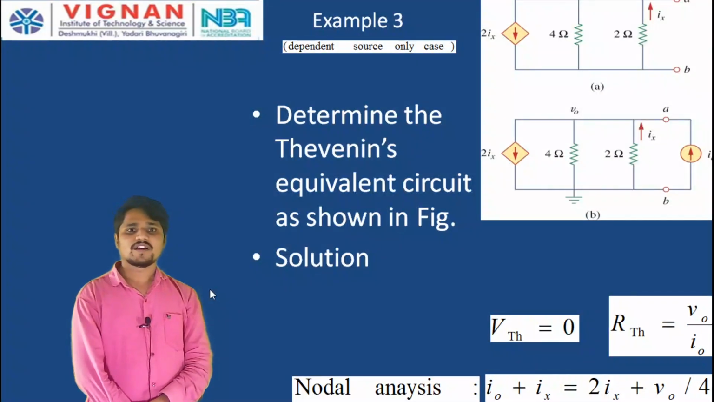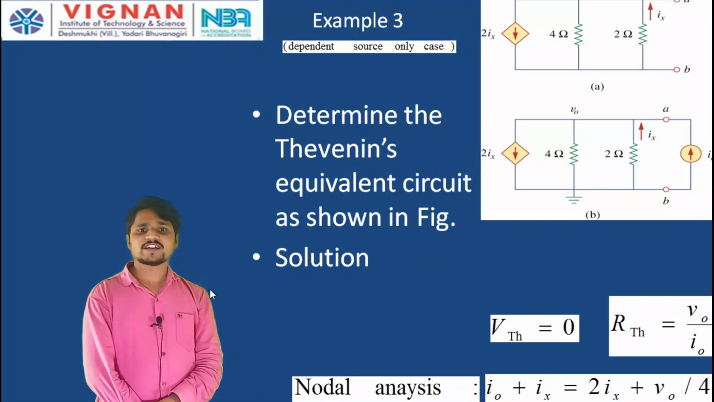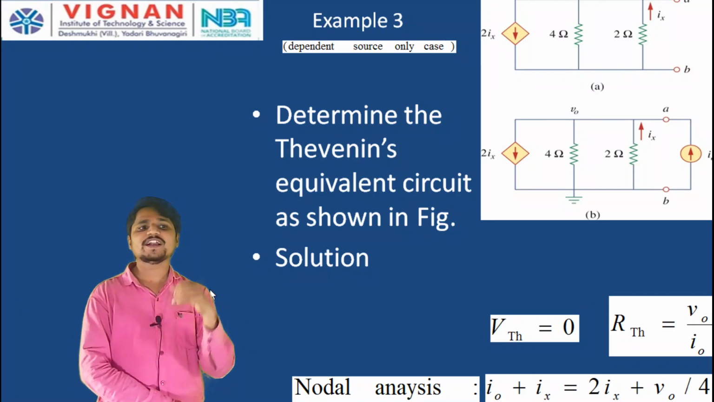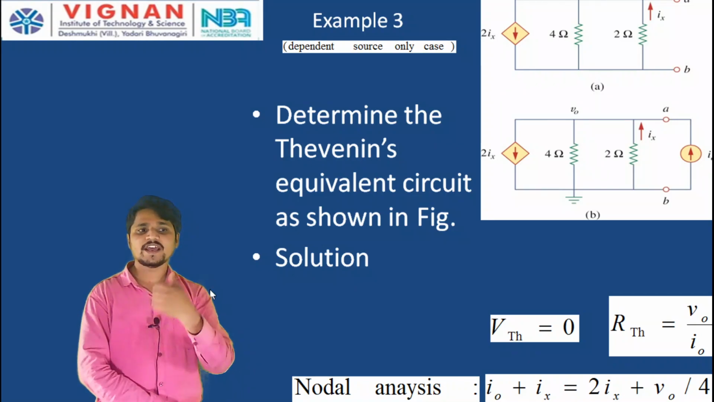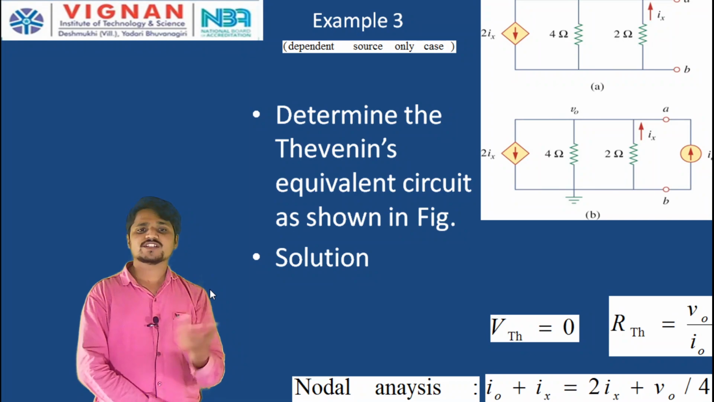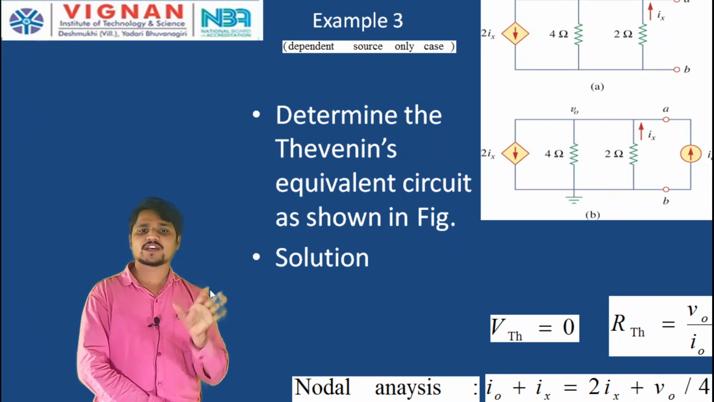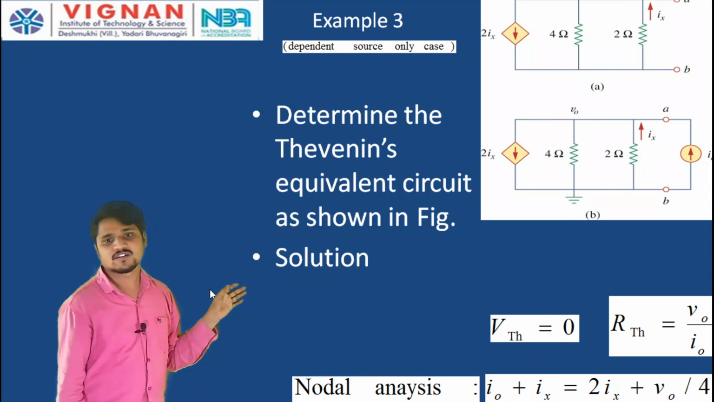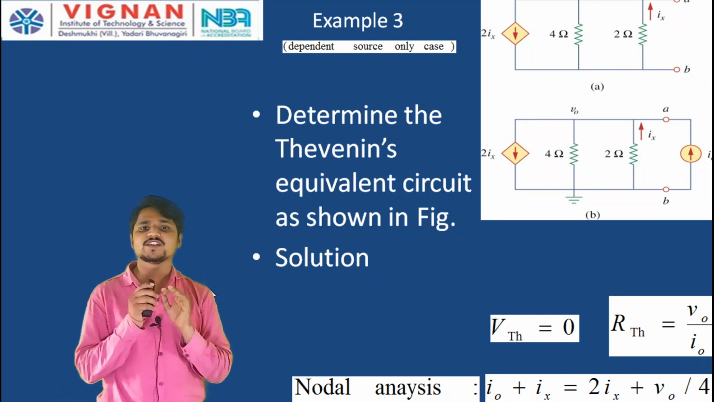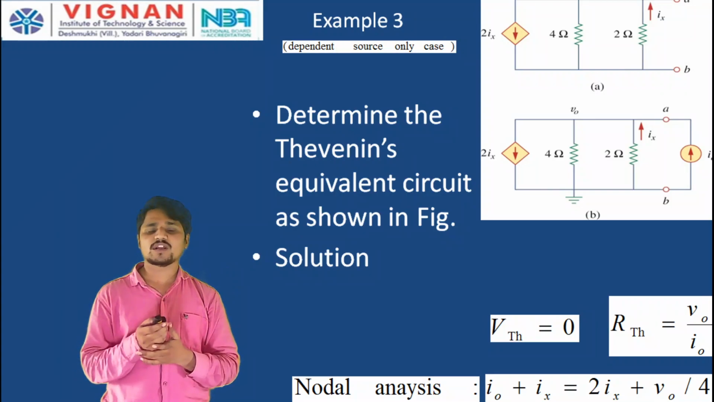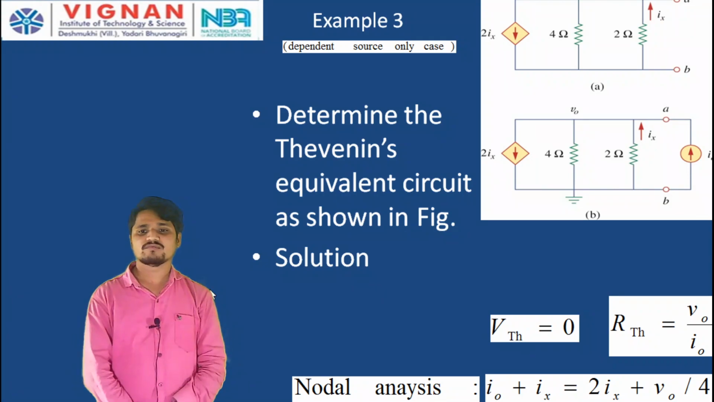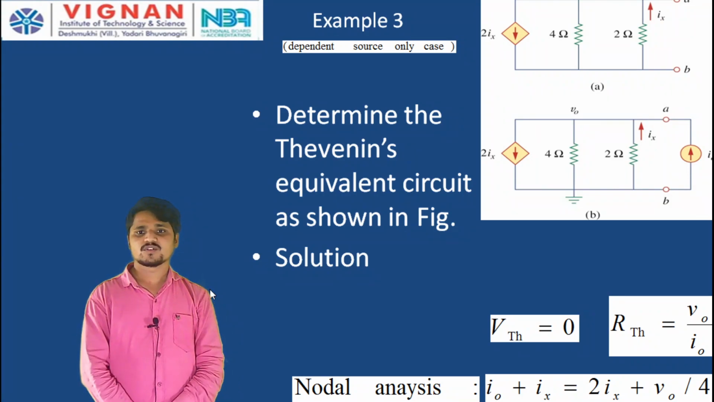Okay. Now, example 3. This example is the dependent sources only case. Case 3: if any network consists of only dependent sources. Case 2 is independent and dependent, where independent sources we have to kill and here the dependent ones remain. Determine the Thevenin equivalent circuit as shown in the figure. Here the Thevenin voltage is 0, because there are no independent elements or active elements. The Thevenin voltage is by default 0, because no one is supplying.